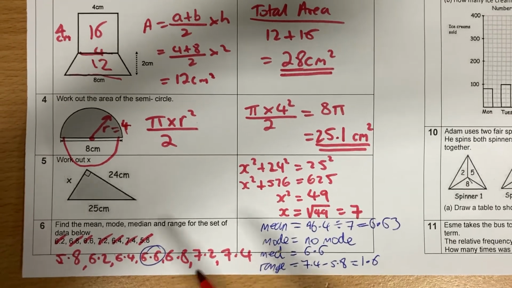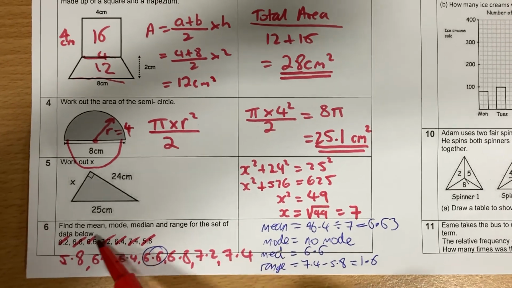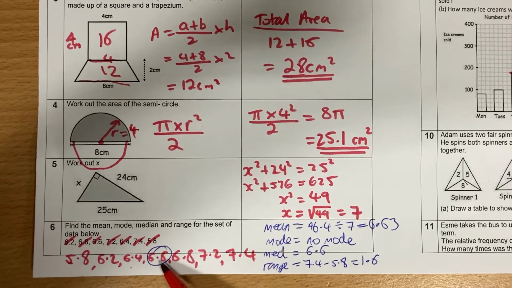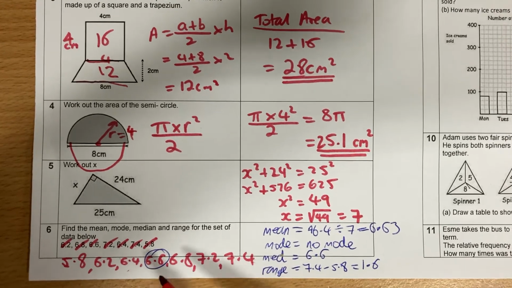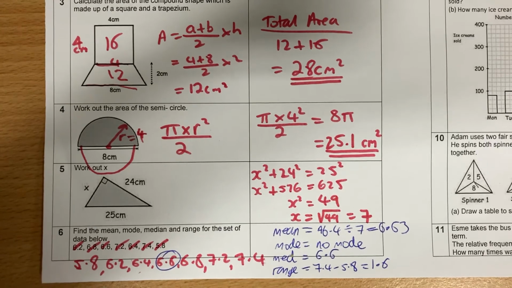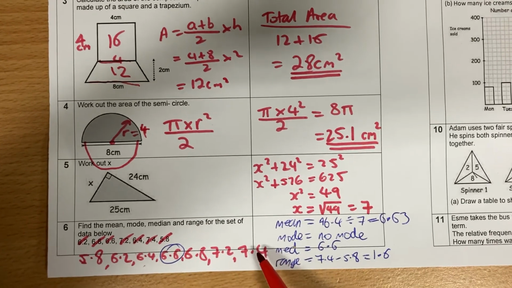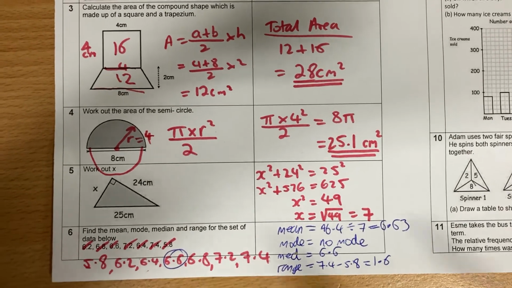For the median, they're already in order. I want to find the middle one. So I could cross out the smallest and the biggest, smallest and biggest, smallest and biggest, and we're left with the middle one. You can see there's 3 that side, 3 this side, and 1 clearly in the middle. So 6.6 is the median. And finally, the range is the difference from the smallest value to the largest value. So 7.4, subtract 5.8, the difference, that is 1.6.